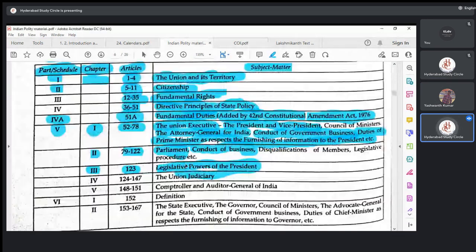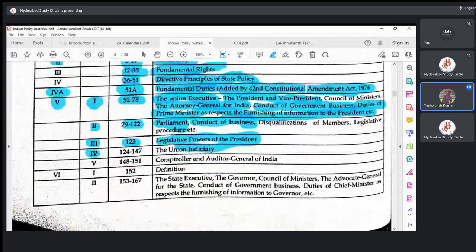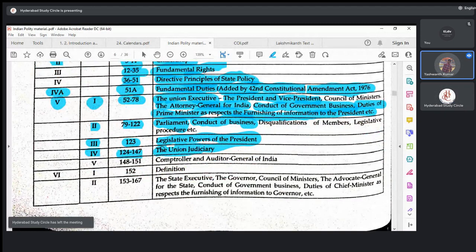Then what is the next chapter? Chapter 4. Chapter 4, from article number 124 to article number 147, the Union Judiciary. That is the Supreme Court, which starts with article number 124 and ends at article number 147.